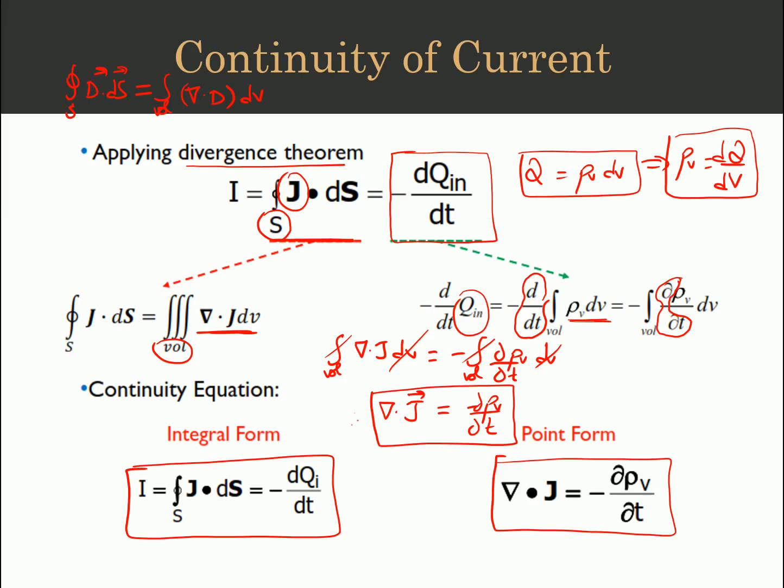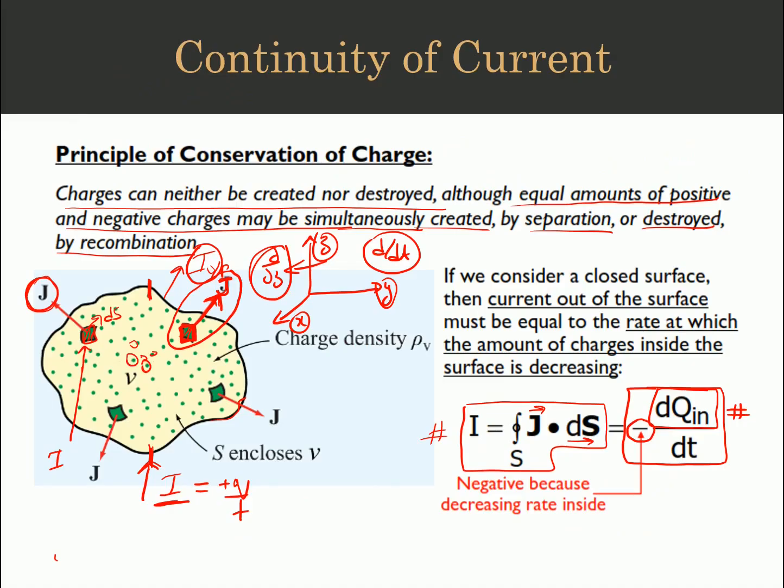So what does this point form mean? It means that a small volume is considered in a bigger volume, and the current which is diverging from that smaller volume is equal to the rate of decay of the smaller volume charges, and it is the same thing as we saw of the charges decaying from the main current source. So I hope this clears the continuity of current concept.